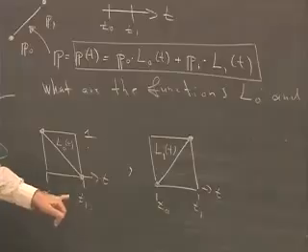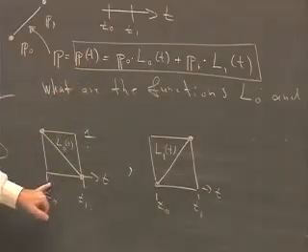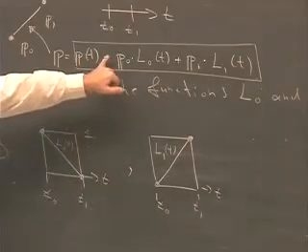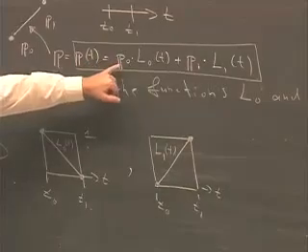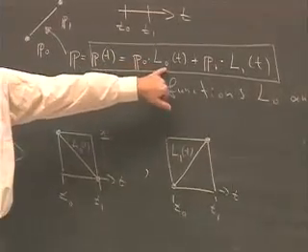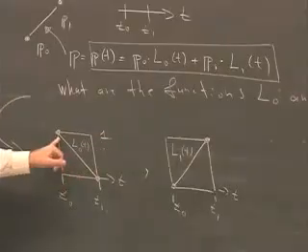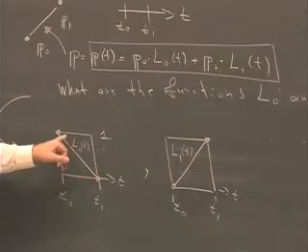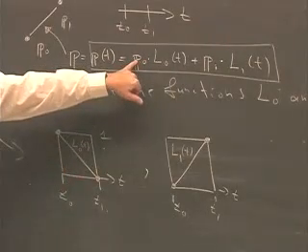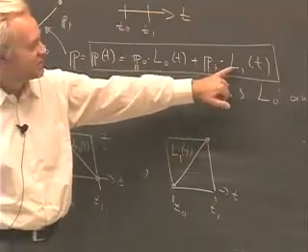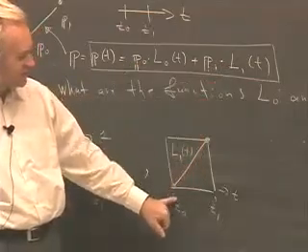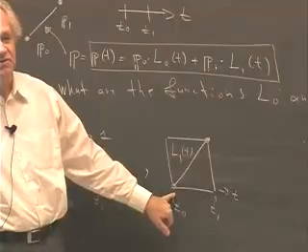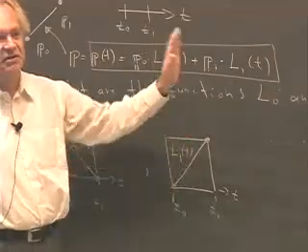So what do I do? I evaluate this function for t0. What does it give me? P at t0 is P0 times L0 evaluated at t0. That has the value 1 there. That means I get 1 times P0 plus P1 times the second polynomial evaluated at the left corner, which is 0. So it's 0. Right? So I get exactly what I want.